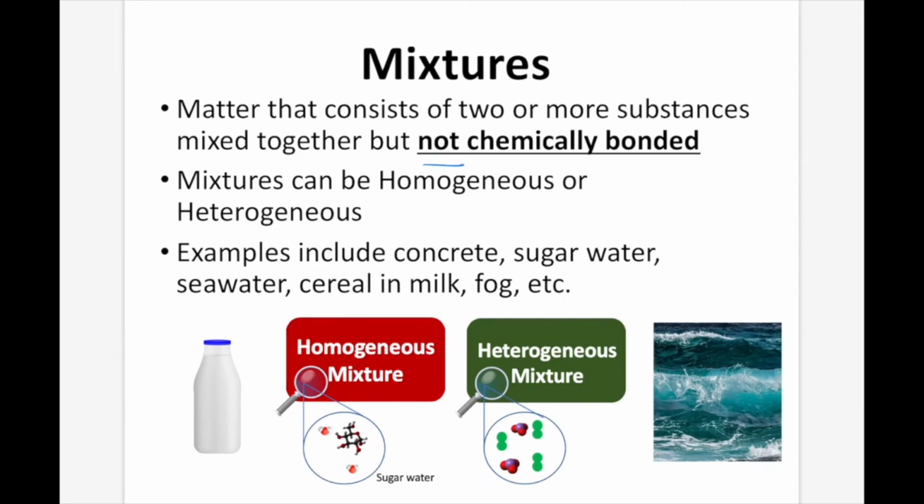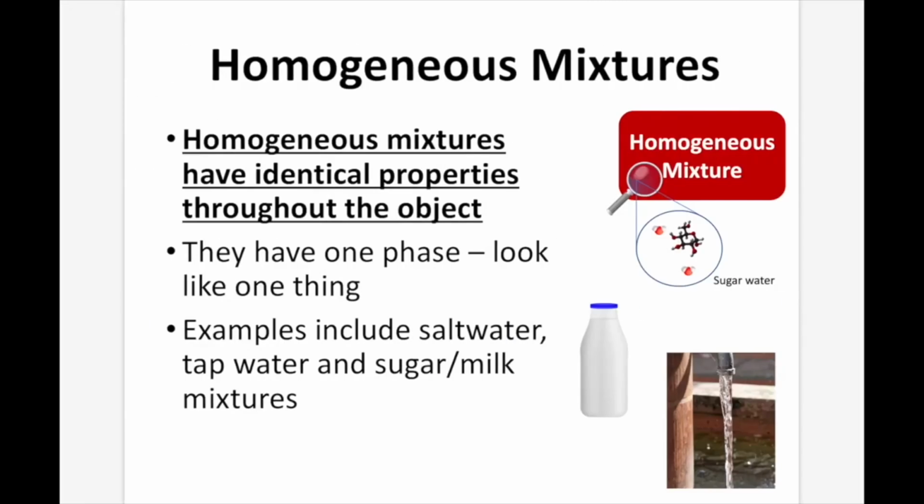Examples include concrete, sugar, water, seawater, cereal and milk, fog, etc. First up, homogeneous mixtures. Homogeneous mixtures have identical properties throughout the object. They have one phase, so they look like one thing. Examples include salt water, tap water, sugar, and milk mixtures.